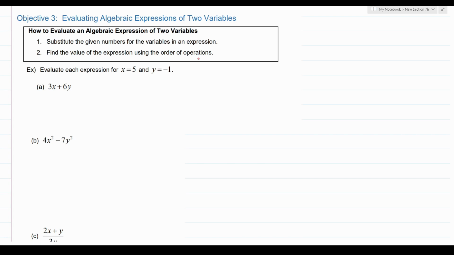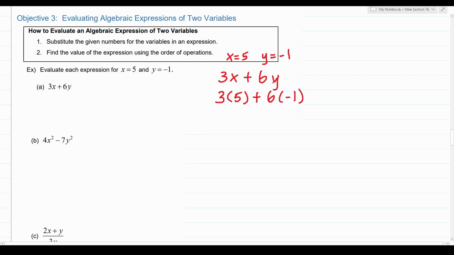So let's take a look at example A here. As you can see, we're evaluating the expression for x equals 5 and y equals -1. Our first expression here is 3x plus 6y. Again, x is going to be 5 and y is going to be -1. So let's go ahead and substitute those in. This becomes 3 times 5 plus 6 times -1. Again, y is -1, x is 5.